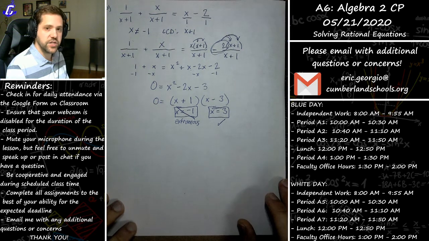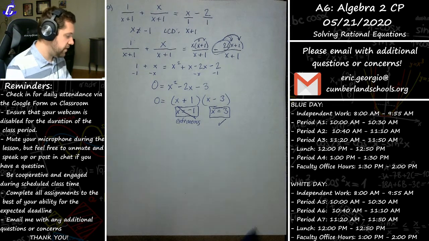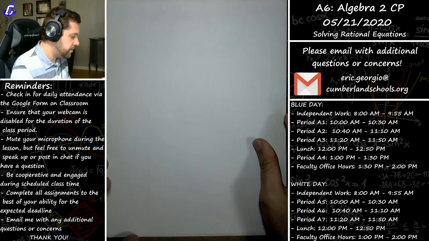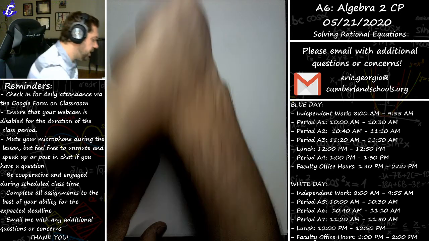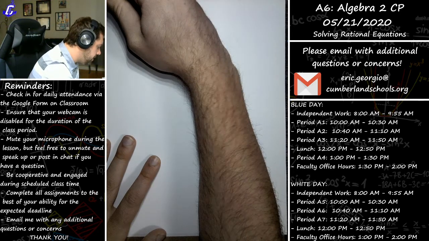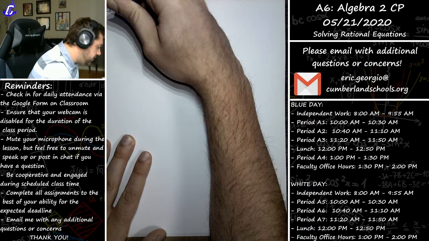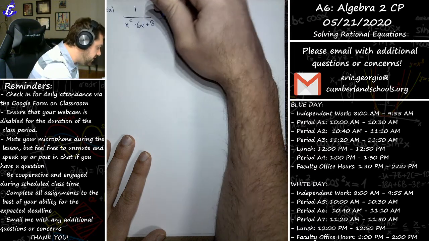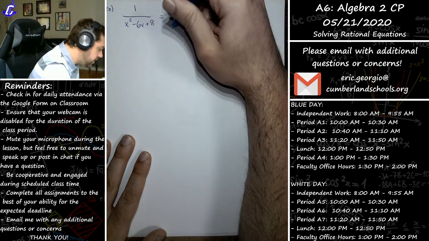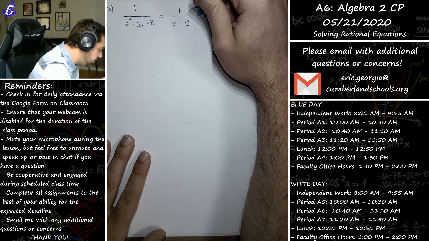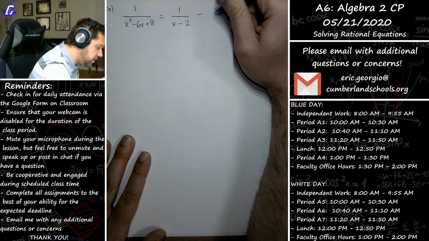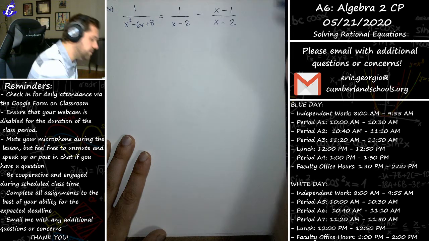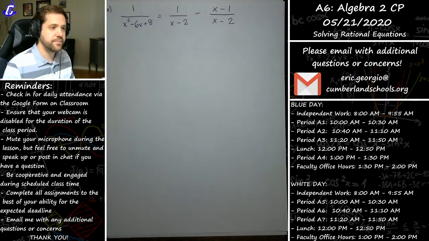All right, we're going to get a fresh sheet of paper out here. We got 2 more to do today. Ready? 2 more to do. How about this one? We got 1 over x squared minus 6x plus 8 is equal to 1 over x minus 2 minus x minus 1 over x minus 2. Okay?